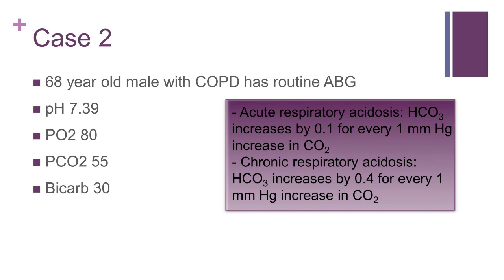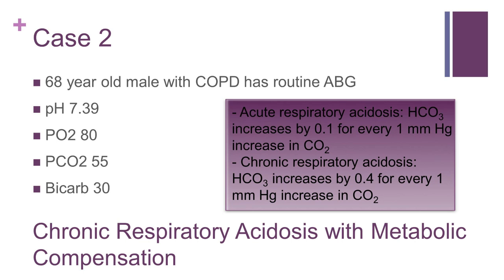For this patient, CO2 is increased above normal by 15, and 15 times 0.4 is 6. So the bicarb should be increased by 6. A normal bicarbonate level is 24, and 24 plus 6 is 30. This patient's bicarb level is indeed 30, so we know that there is appropriate metabolic compensation. This patient has a chronic respiratory acidosis from his COPD with appropriate metabolic compensation.